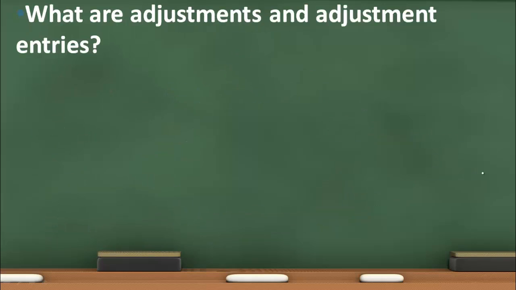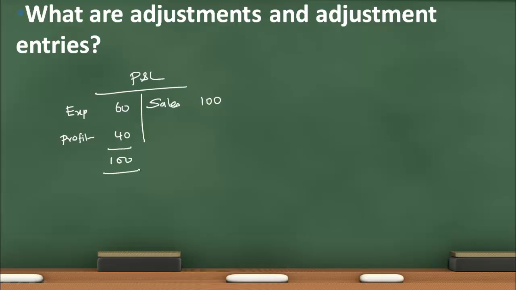Next is what are adjustments and adjustment entries. Students, I'll give you one simple example. Just have a look at the example wherein you will have a P&L, and that P&L tells you the company has made a sales of 100 and there is an expense of 60 and the company has made a profit of 40. So 100 by 100, and this I would call a scenario 1, and I would give you another scenario, we'll call it as P&L 2.